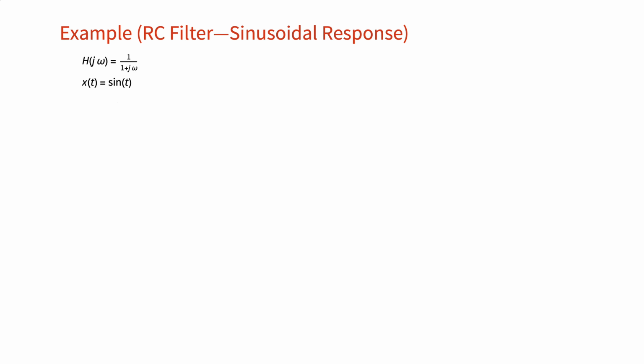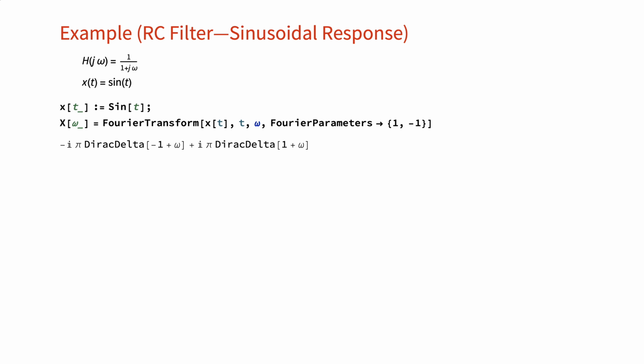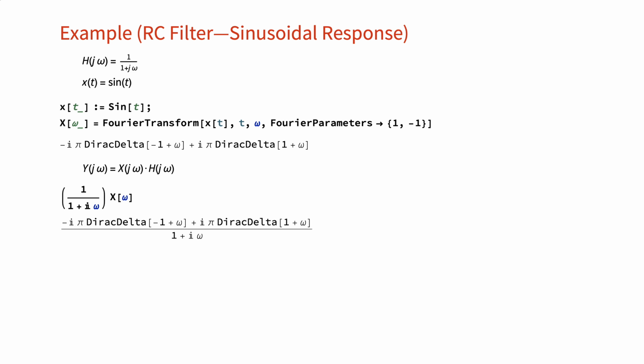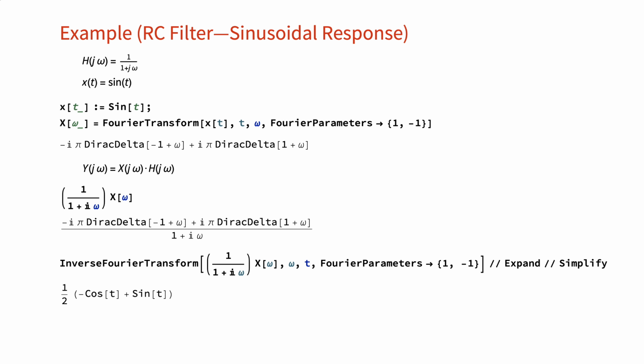As an example, let's look at an RC filter with the frequency response given as shown here, and let's find the response to the sinusoidal input x of t. Given x of t, we can find the Fourier transform of x of t, X of j omega, using the Wolfram language, and the Fourier transform of the output will be the product of X of j omega and H of j omega. Once we have the Fourier transform of the output signal, we can use the inverse Fourier transform to find the output in time domain.